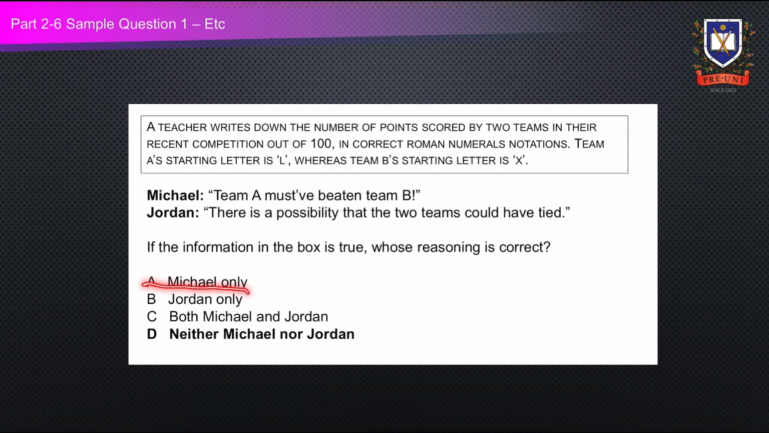A. Michael only, B. Jordan only, C. Both Michael and Jordan, D. Neither Michael nor Jordan. This question is a hybrid reasoning question because it asks us whose reasoning is correct, which is a typical detect reasoning error question, but also requires problem-solving skills and knowledge of Roman numerals to correctly answer this question. Let's use the general approach method to solve this question.